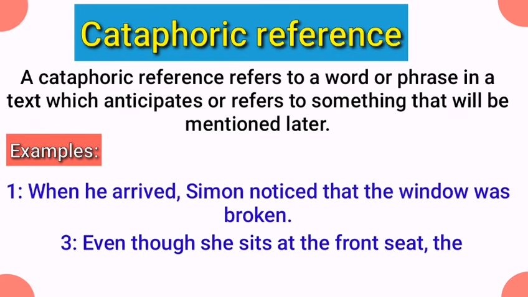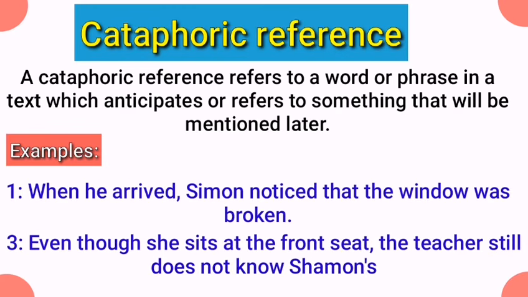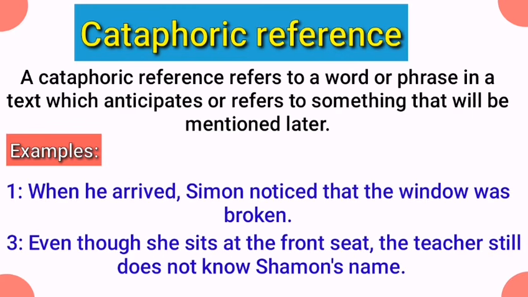Even though she sits at the front seat, the teacher still does not know Shaman's name. Observe this example. The pronoun, she, is first used for the noun which is mentioned later in a text, that is, Shaman. So, you can see, first a pronoun is used and then a noun. So, this is called cataphoric reference.